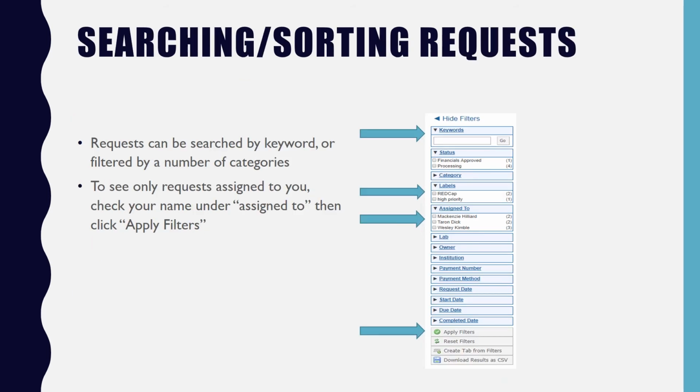To search or sort requests, you can use the filter menu on the left. You can search by keyword or filter by number of categories. You can also create custom tabs that allow you to filter down to just requests assigned to you or requests of a certain type.